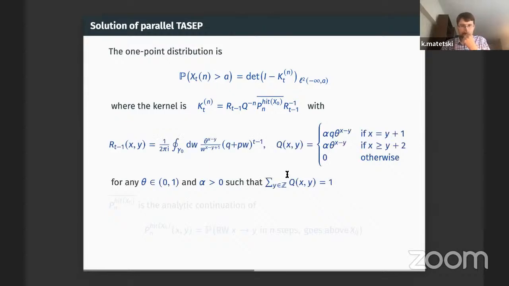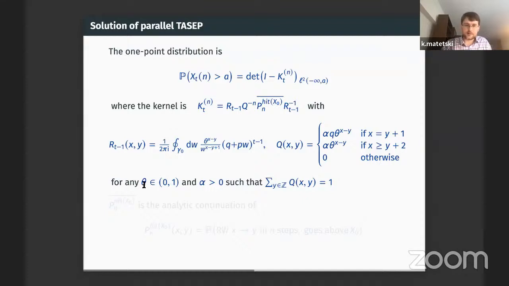So what are these matrices? R is given by this contour integral. The matrix Q is given by the following formulas. When the distance between X and Y is greater than 2, then Q looks like a geometric distribution, just some power of some parameter theta. But when the distance between X and Y is equal to 1, we have some extra constant in front. The parameter theta in this formula can be taken arbitrary. It is irrelevant what the value of theta is on the discrete level, but it is important when we take the limit.